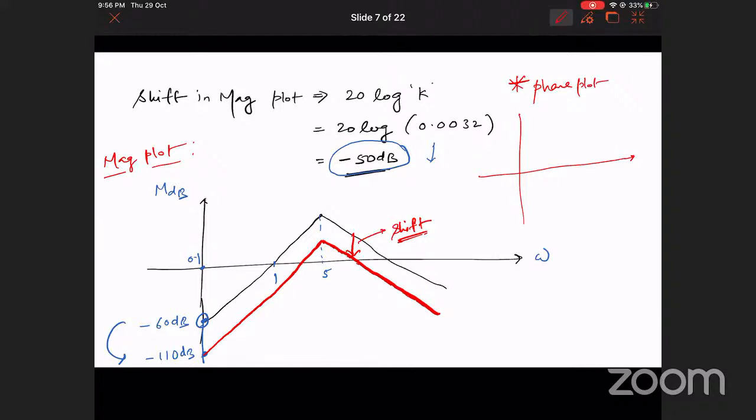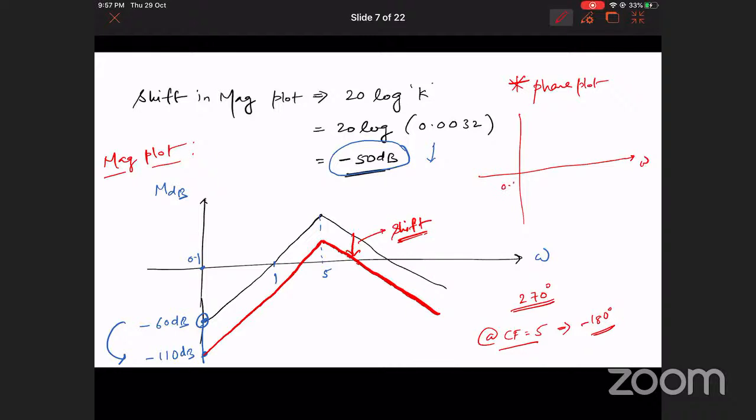Let us copy from the previous slide. The initial angle was 270 degree, and at corner frequency 5, the final angle changes to minus 180 degree. So it is very simple to plot now.